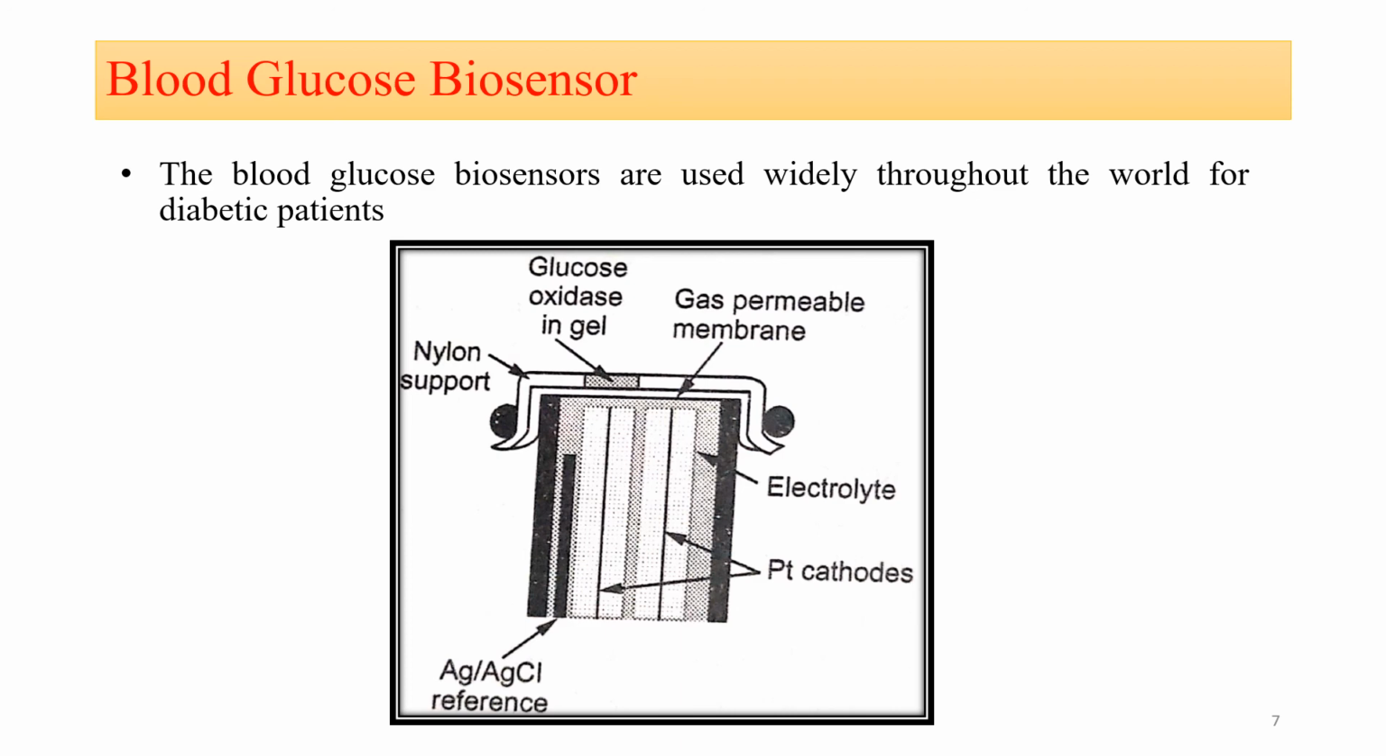Now the figure shows a differential biosensor to measure glucose using two O2 electrodes. One electrode is used to measure the ambient O2 level to correct the measurement, and the second O2 electrode measures the O2 utilized in the glucose oxidase catalyzed reaction in the substrate. Now this is all about the blood glucose biosensor. Thank you.